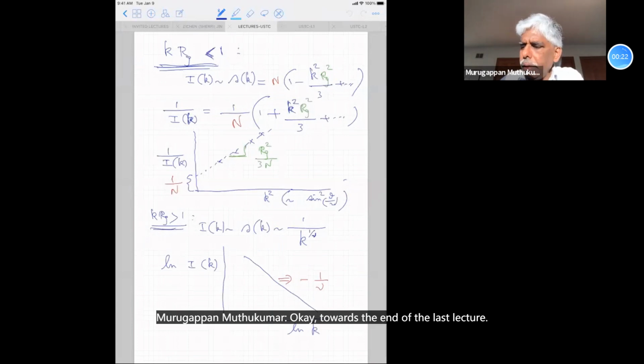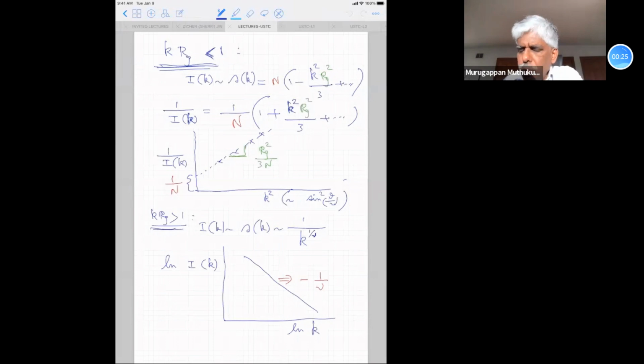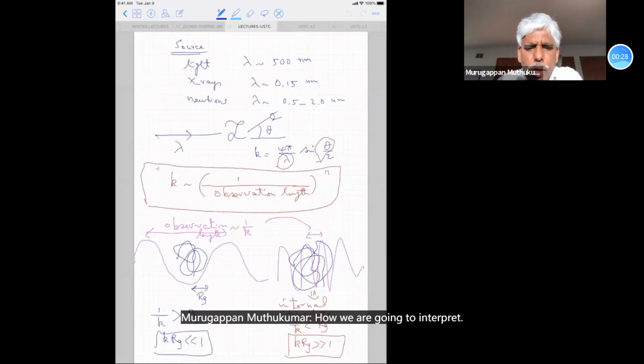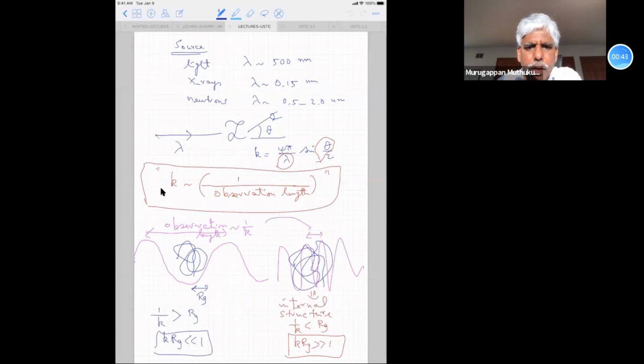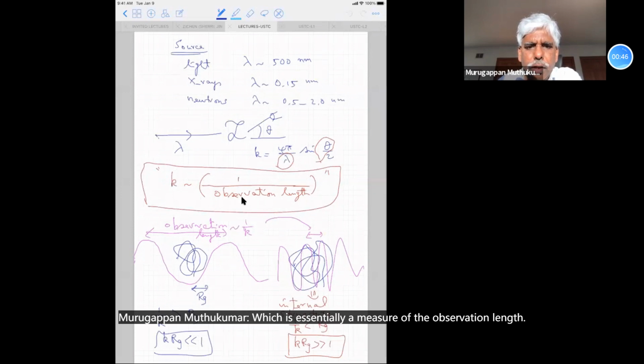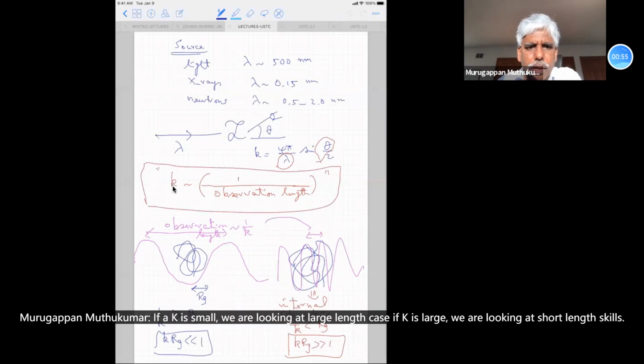Okay, towards the end of the last lecture, we summarized how we are going to interpret scattering data. Suppose you use light scattering or neutron scattering or X-ray scattering. The key variable is this scattering wave vector K, which is essentially a measure of the observation length. This K is inversely proportional to observation length. If K is small, we are looking at large length scales. If K is large, we are looking at short length scales.